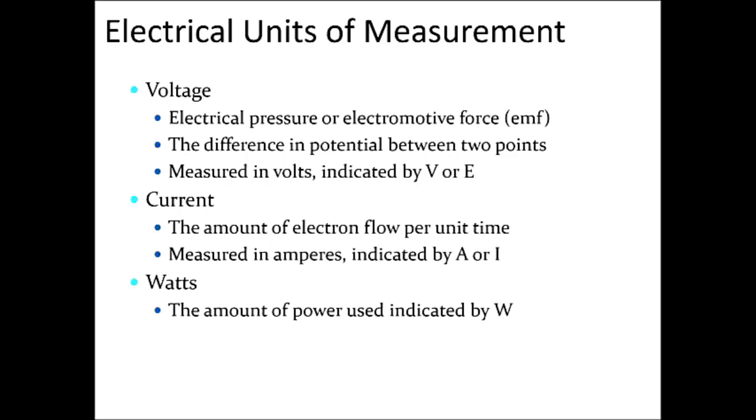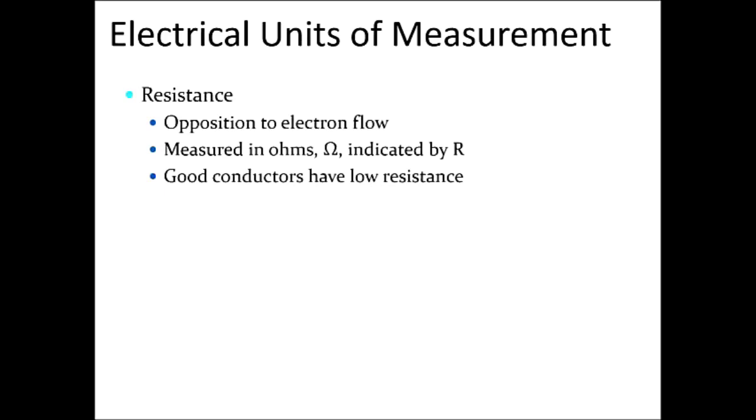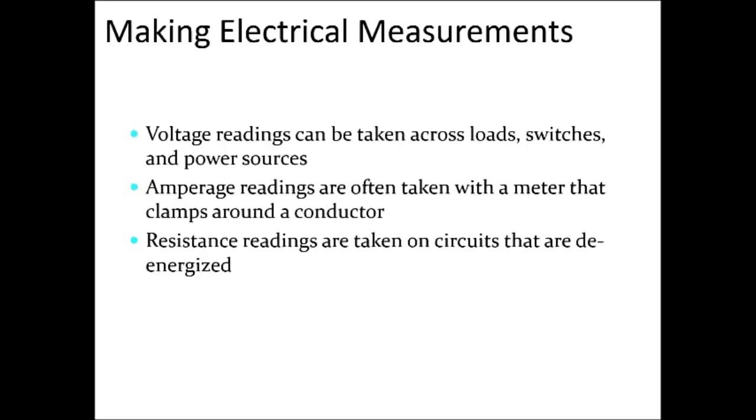Watt is the amount of power used and is indicated by a W. Resistance is the opposition to electron flow. It's measured in ohms and indicated by the omega sign or an R. Good conductors have low resistance. Voltage readings can be taken across loads, switches, and power sources. Amperage readings are often taken with a meter that clamps around the conductor. Resistance readings are taken on circuits that are de-energized.